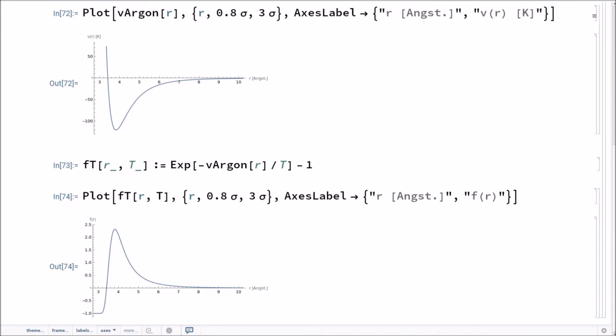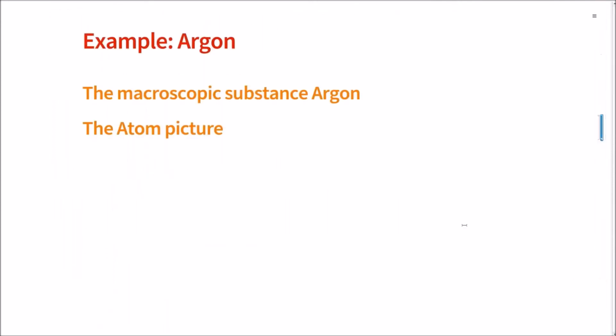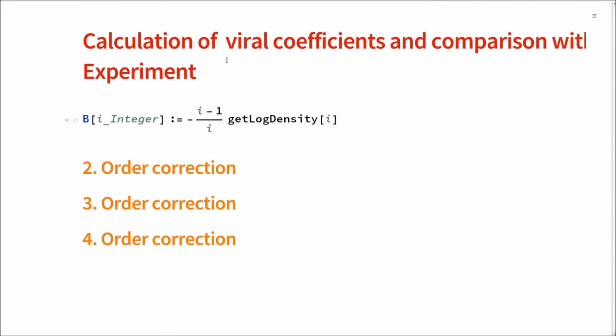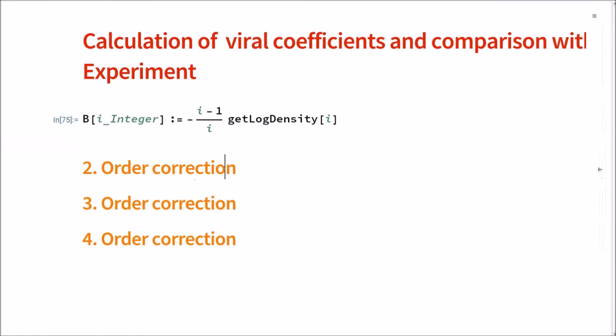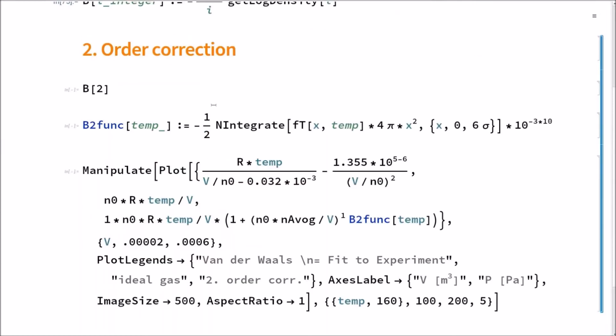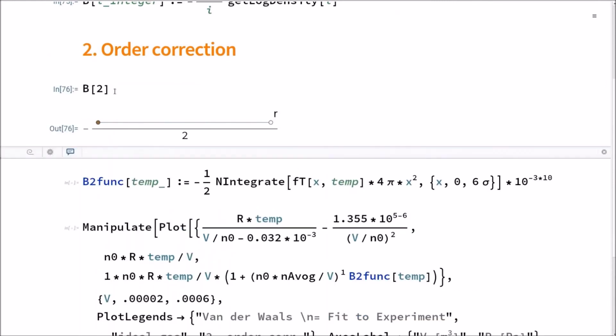Okay, so this is the atom, and now we want to apply the result of our derivations to make this connection from the atomic picture to the macroscopic picture. This is only to define B, which is now giving the prefactor of the virial expansion, so what we had before. So we have this log density function, and we start with the second order correction, and calculate the contribution to this second order.